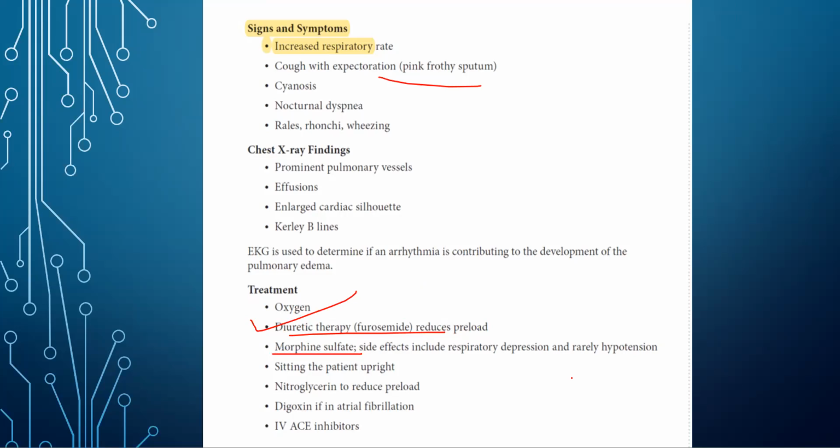You can give morphine to this patient, nitroglycerin to reduce preload, or to reduce the amount of blood coming to the heart. But the main thing is furosemide and propped up position. That's the main treatment.